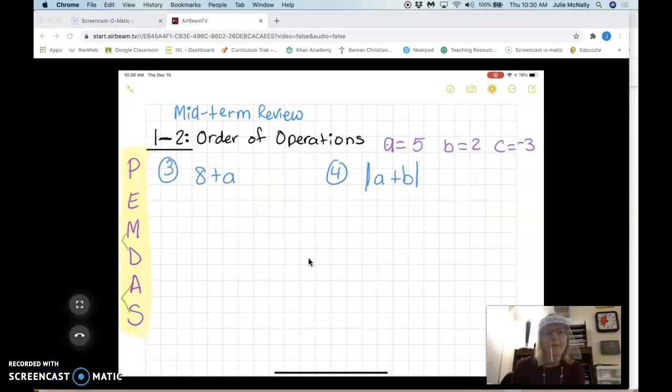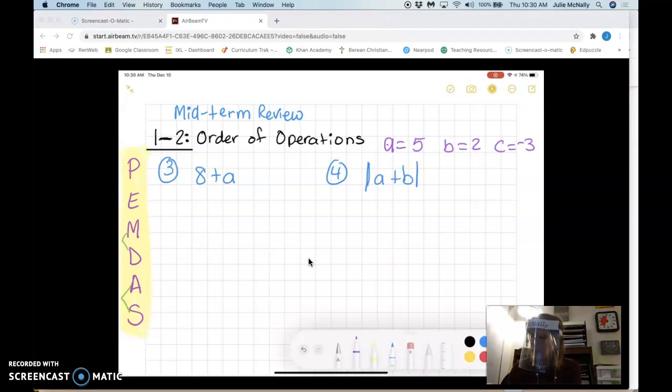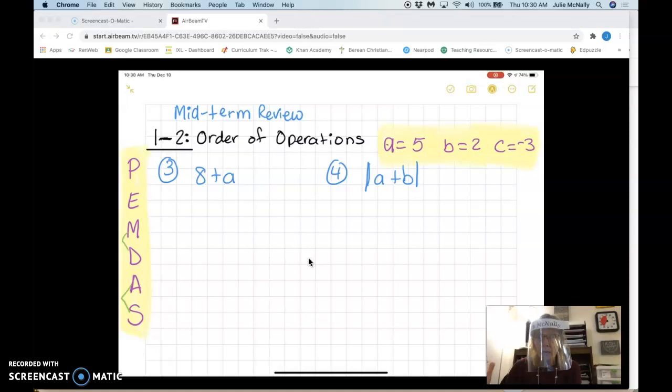Okay, next ones. In the directions, it told us some information. It said A equals 5, B equals 2, and C equals negative 3. So I wrote that right here for us to remember when we're plugging into these problems. So now what we're going to do is plug in the value instead of the variable. Sorry, A equals negative 5. So I'm going to have A plus negative 5.